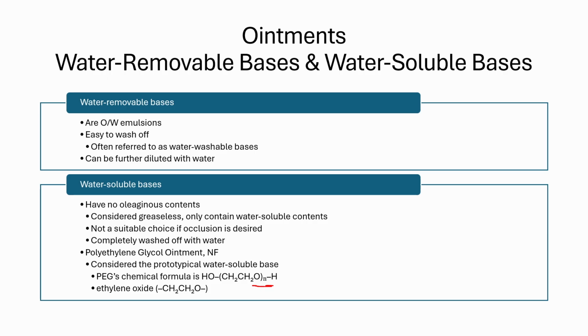PEGs are liquids when their molecular weight is less than 1,000. As the weight increases, the compound takes on a more solid form. One of the most common preparations of a PEG is PEG 3350, which is the active ingredient in Miralax.